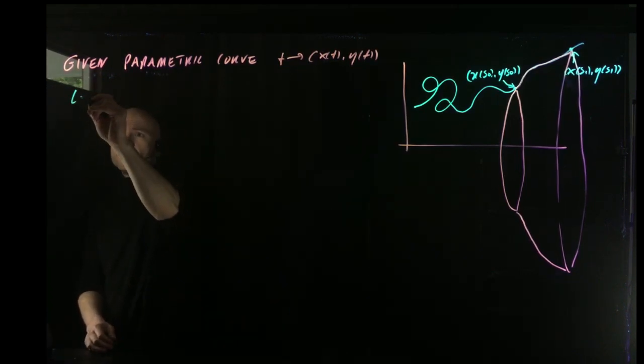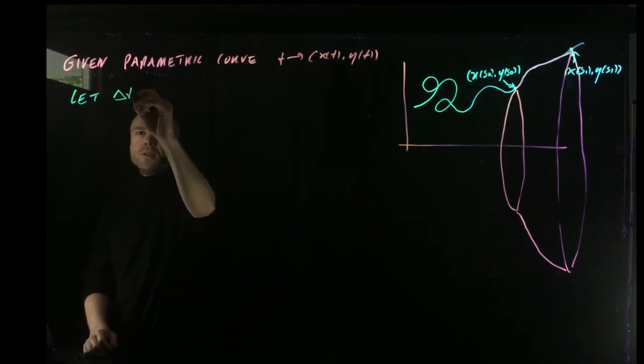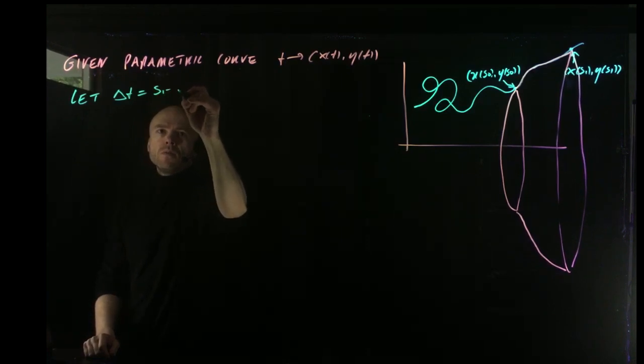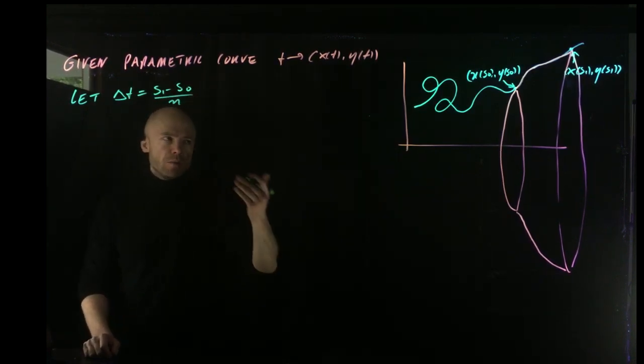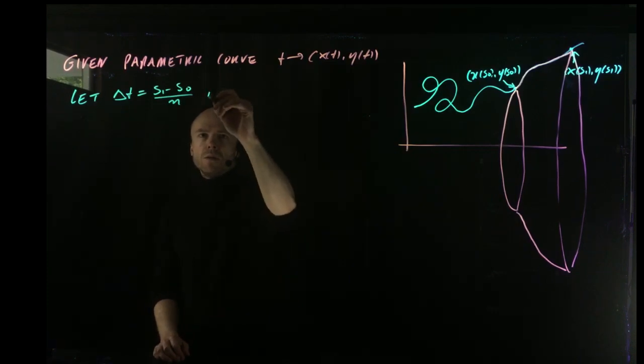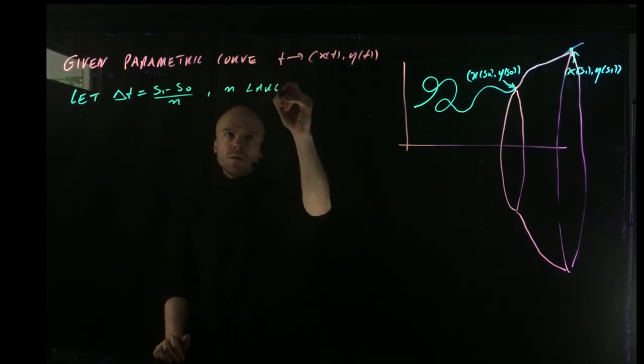So let delta of t be s1 minus s0 over n. So n is some large number. It'll go to infinity. N large.